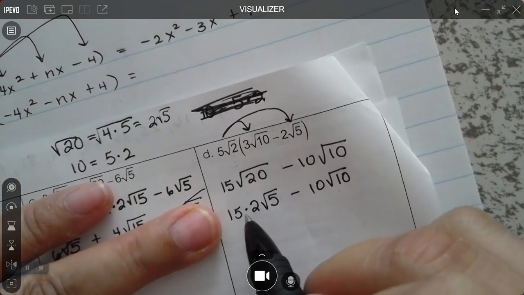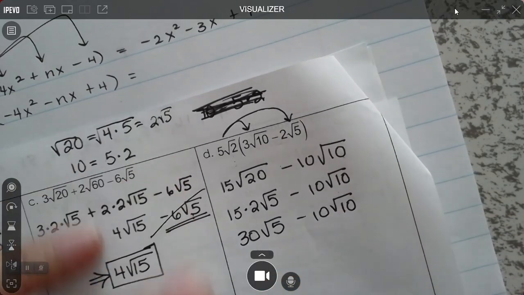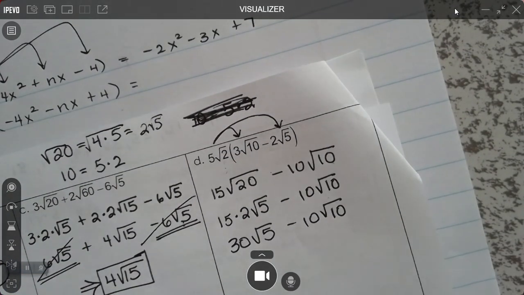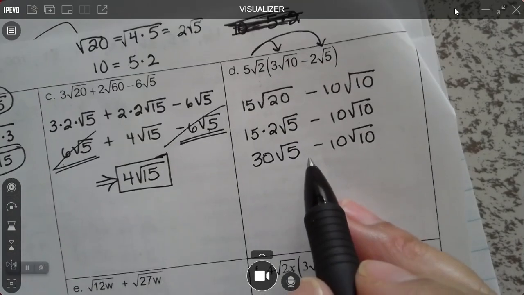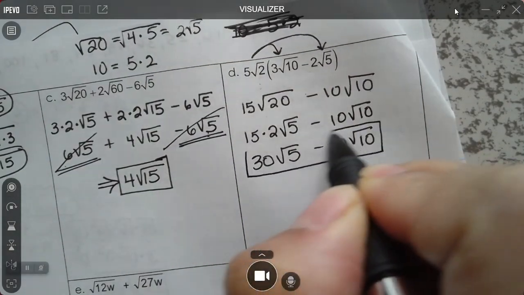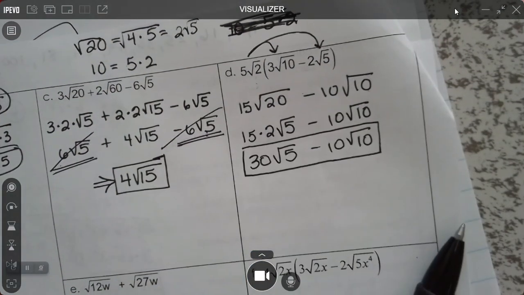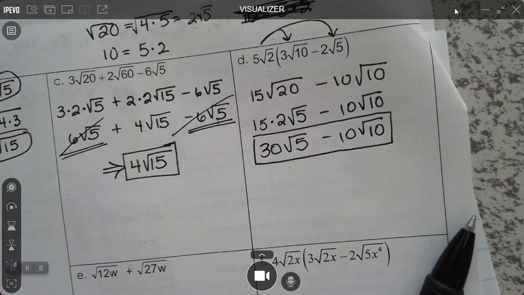15 times 2. Gabby, are you there? Are these like terms? No. And all that work that we did? They're not like terms, so we can't even combine them. But it is simplified, which is required. Are we clear?